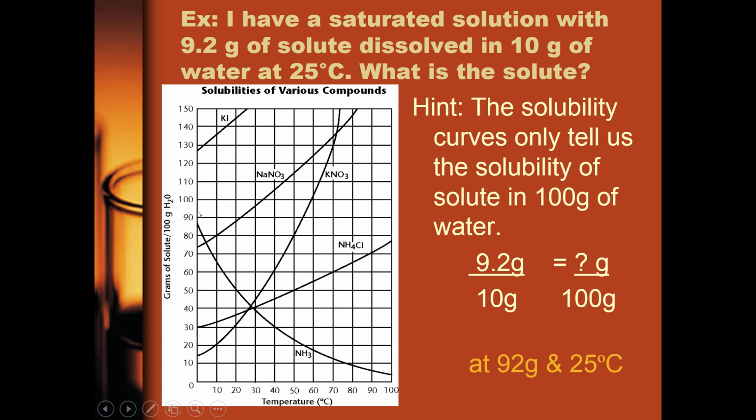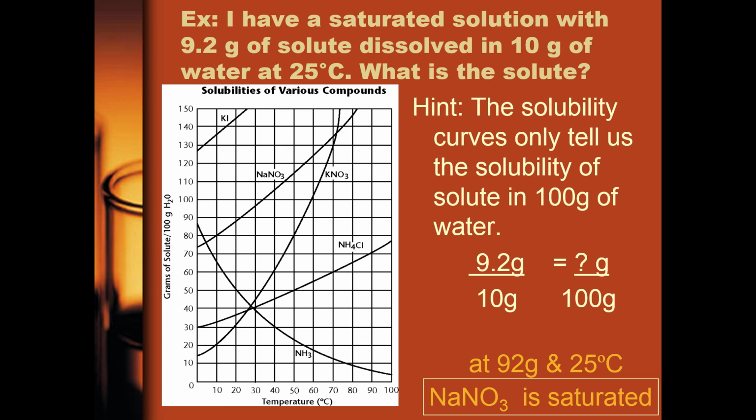And we do see that the water is at 25 degrees Celsius. So 25 degrees Celsius would be right about here. And we actually intersect with the line of sodium nitrate. So sodium nitrate is saturated at that point. So the solute is sodium nitrate because that's the point that intersects between 92 grams and 25 degrees Celsius.